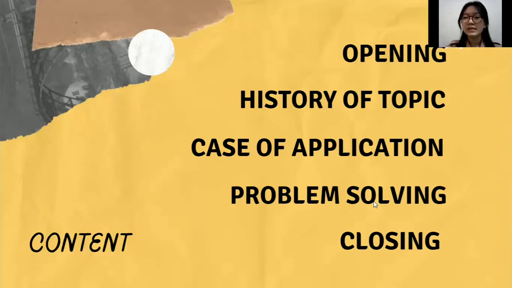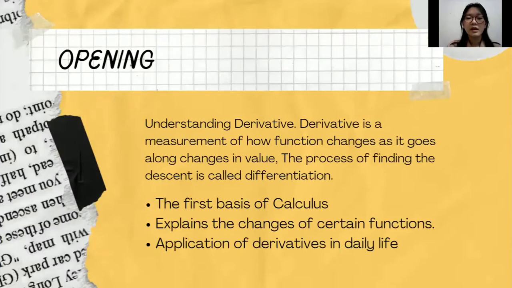We will start with the opening. By the opening, we're going to understand what is derivative. Derivative is a measurement of how a function changes as it goes along changes in value. The process of finding the derivative is called differentiation. Differential or derivative is the first basic of calculus.